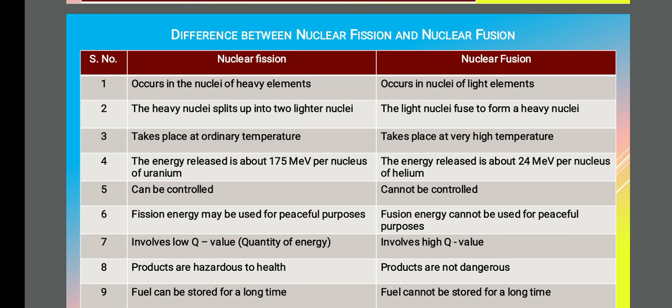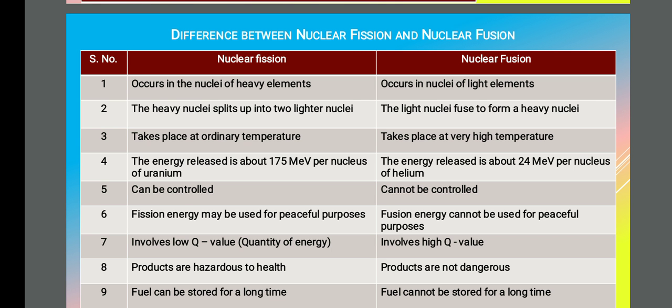Coming to the difference, the first difference is that nuclear fission reaction occurs in nuclei of heavy elements. In nuclear fission, a bigger nucleus is split into smaller nuclei. Coming to fusion, it occurs in light elements, because light elements combine together to give you a big nucleus. Second point, in fission a heavy nucleus splits up into 2 lighter nuclei. Here the light nuclei fuse to give you a heavy nucleus.